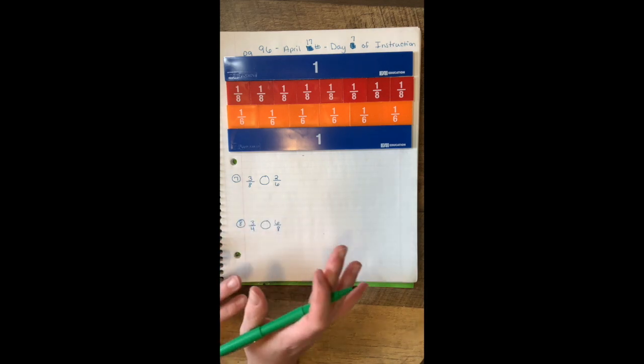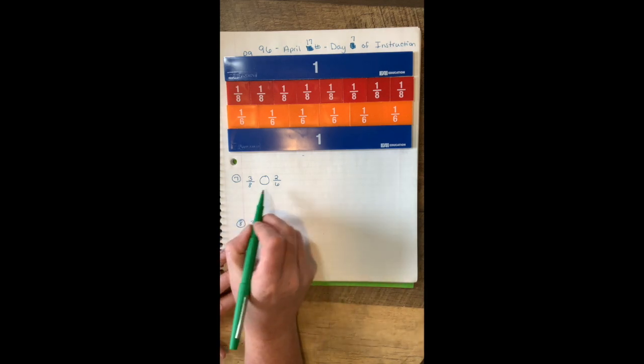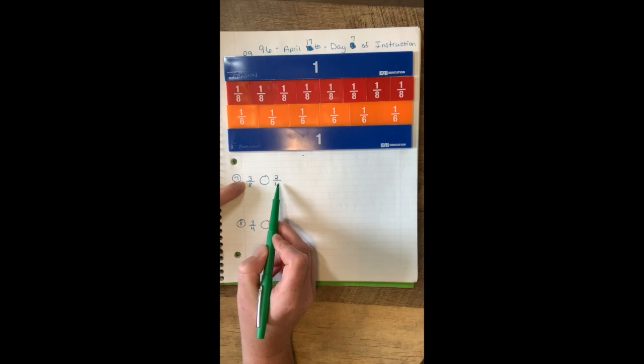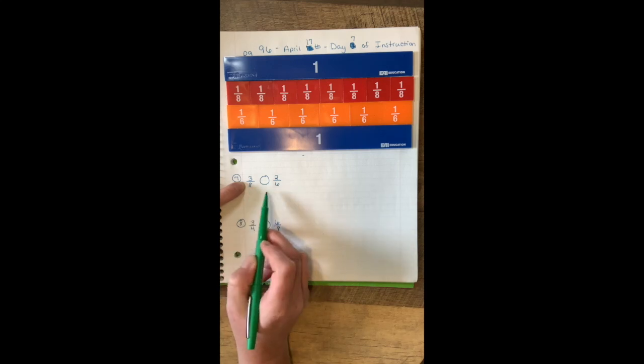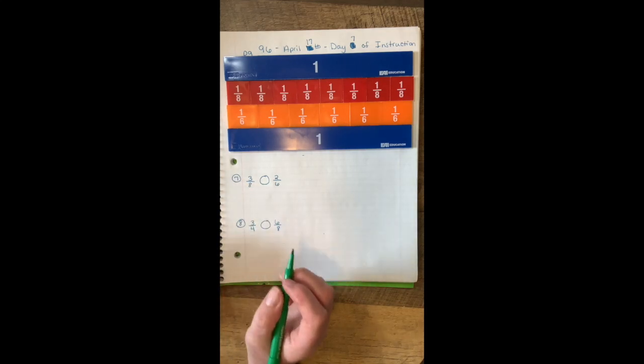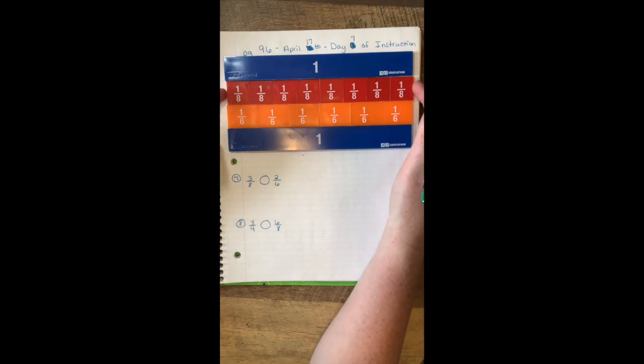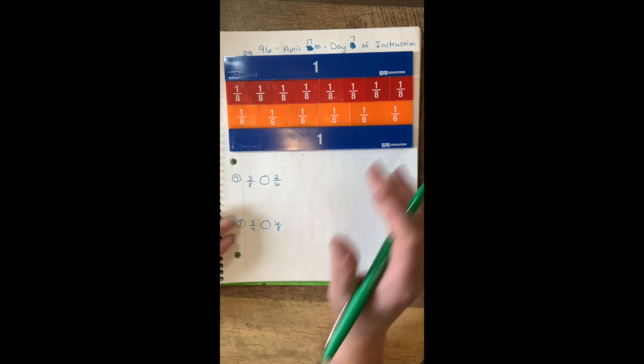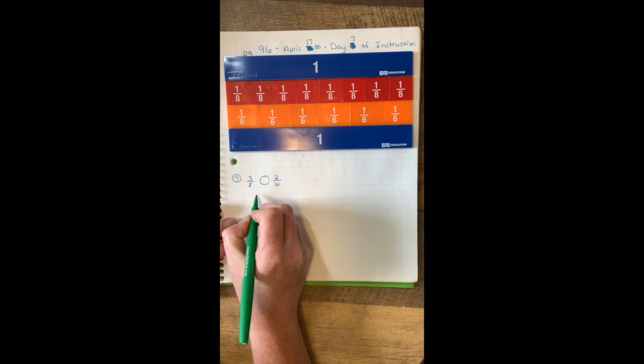Now, I've told you multiple times, your models have to be the same size. If I am talking about 3/8 and I'm going to compare it to 2/6, then I need to make sure that I start with the same size whole, just like up here, this is the same size whole as this is. So this is one whole broken into eighths. This is one whole broken into sixths right there.